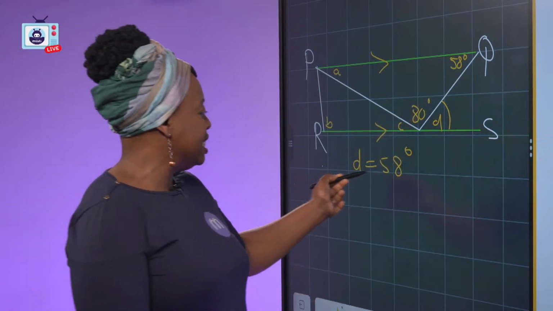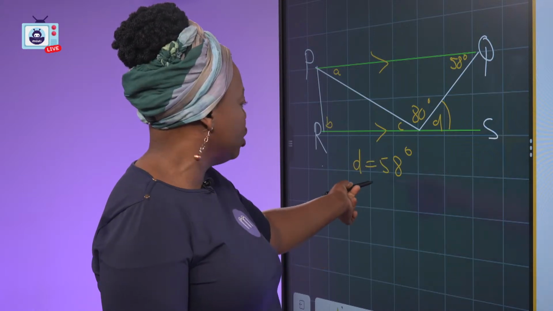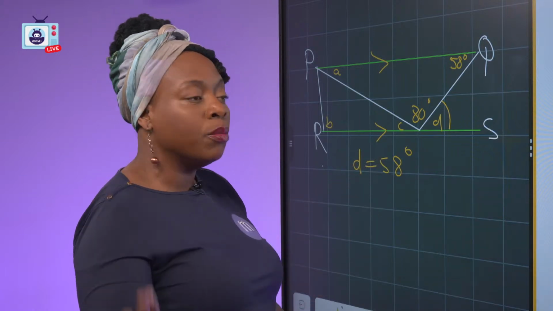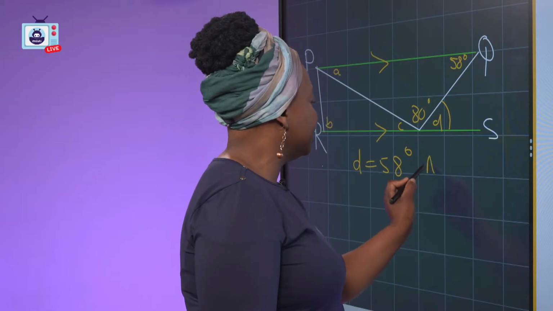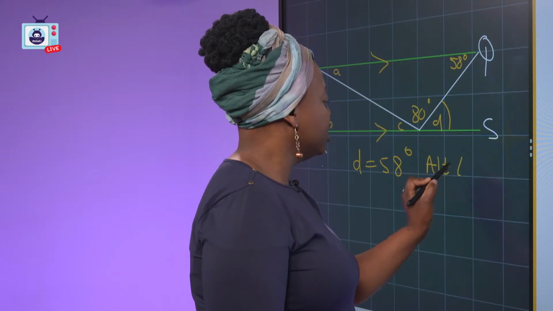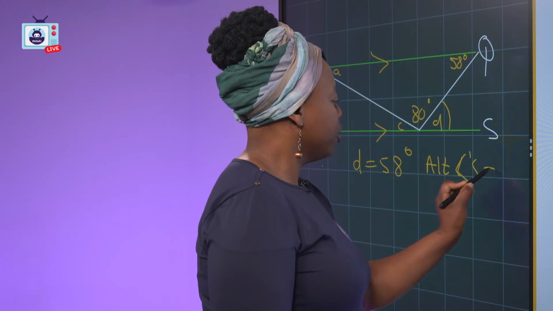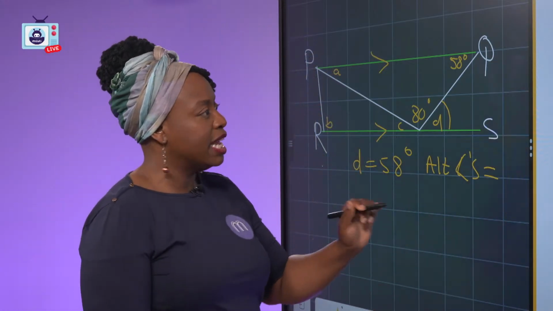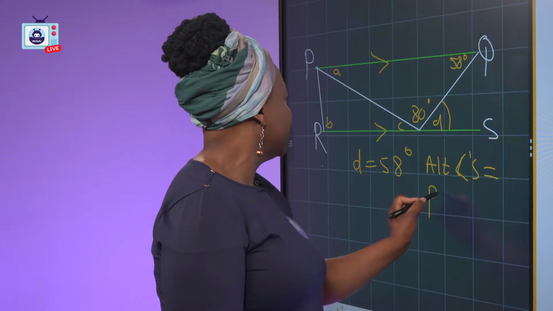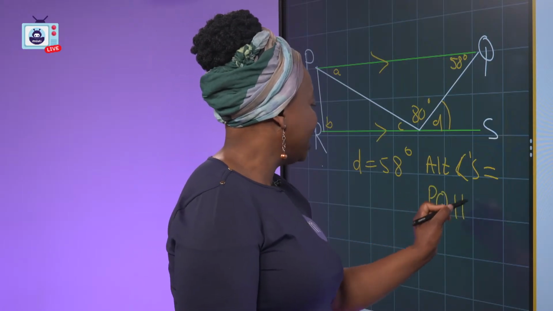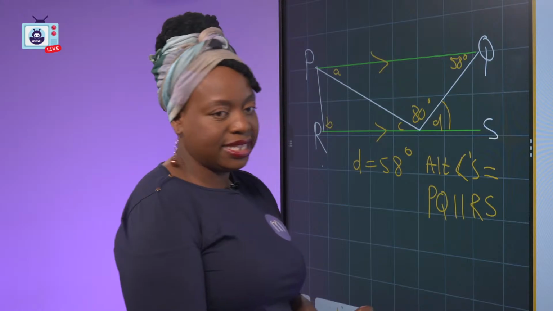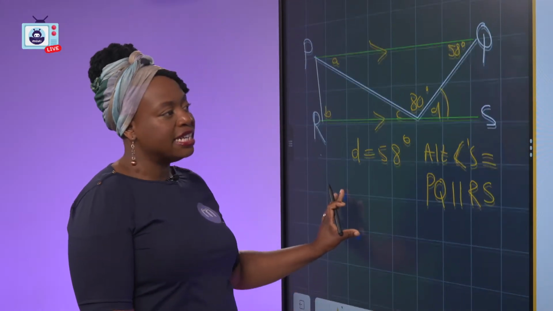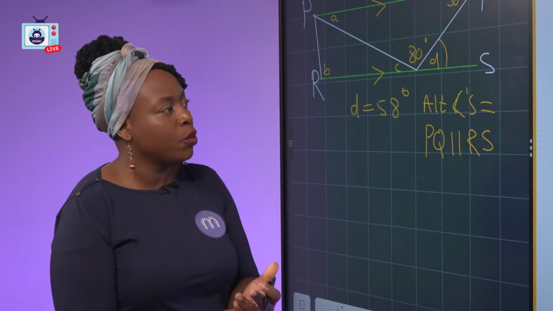But if I say D equals 58 degrees, the reason will be what? That is alternating angles, right? Alternating angles are equal. So that's why I'm saying that this is equal to that. Then I indicate my parallel lines. PQ is parallel to RS. Do you see how you get to the answers? So that is one of the ways to do that.